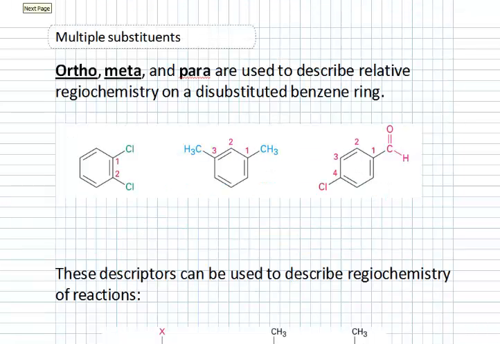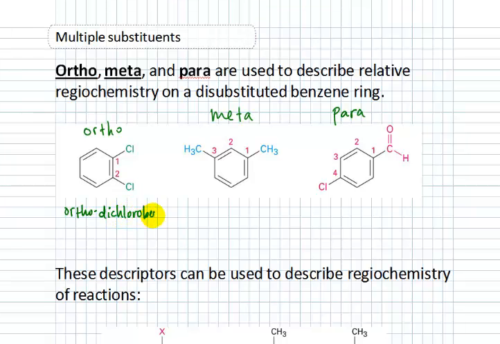If I have a di-substituted benzene, we can use ortho, meta, and para. So ortho is a 1-2 relationship on any benzene ring. Meta is a 1-3 relationship, and para is a 1-4 relationship where you have two groups on opposite corners of the benzene ring. So we can very commonly use ortho, meta, and para if we like. Here is ortho dichlorobenzene.